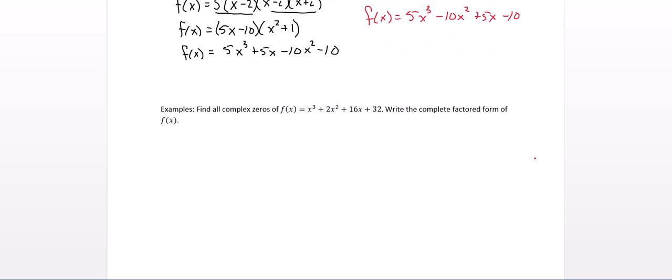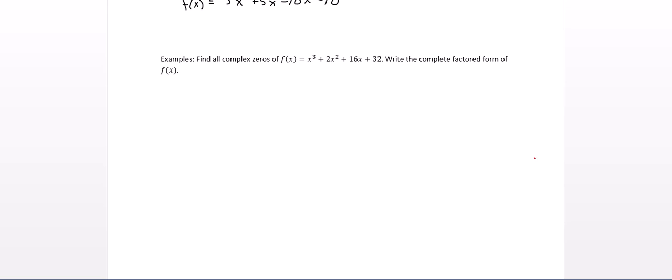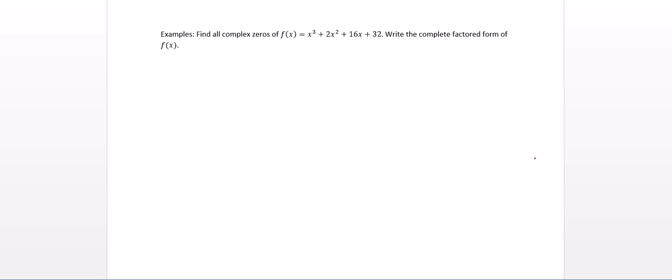All right, let's find all the complex zeros of x cubed plus 2x squared plus 16x plus 32, and we're going to write the complete factored form of f of x. So first thing I'm going to do is try Descartes' rule of signs. So for f of x, my signs are all positive, no change. No positive zeros. All right, that's awesome. So I don't have to try 1 or anything like that. I know it's going to be negative.